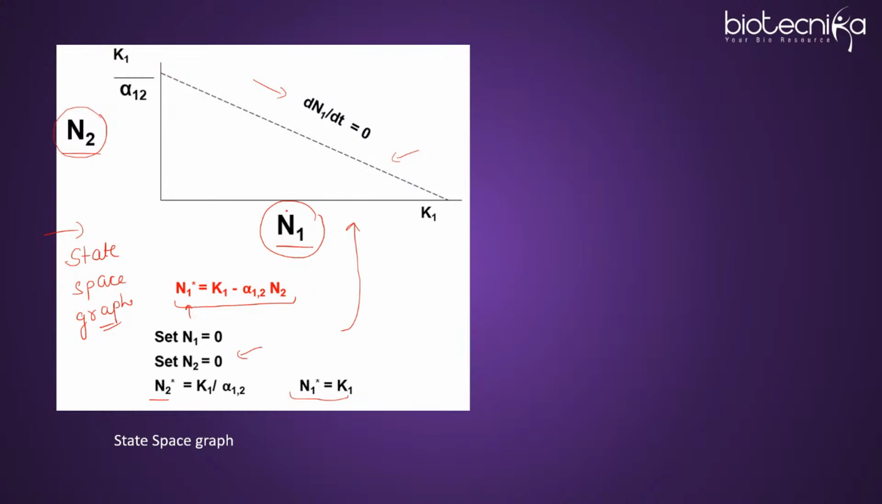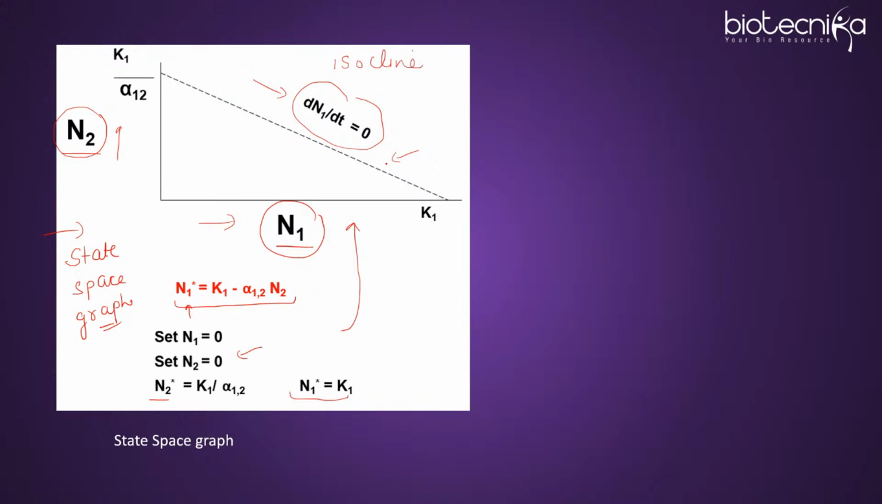So what is the significance of this graph? This graph is telling us how the population of one species will change with the increase or decrease of the other species' population, and how its equilibrium will get changed. So from here, now we may know what an isocline is.